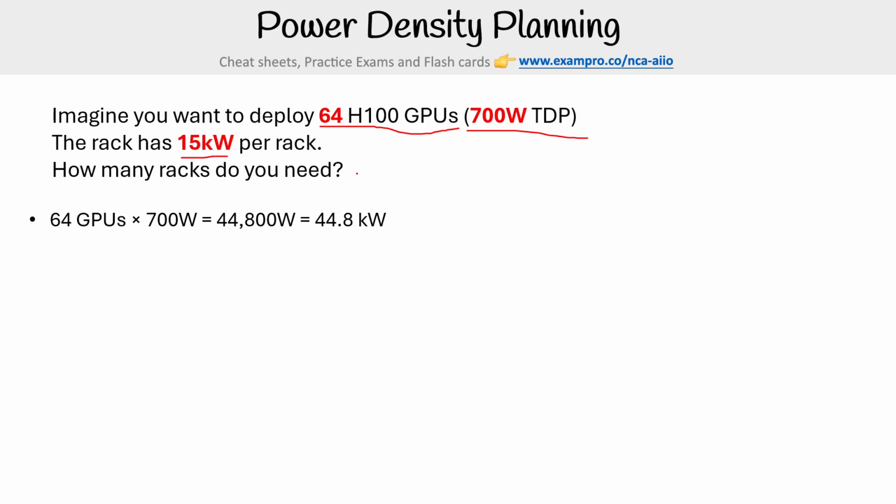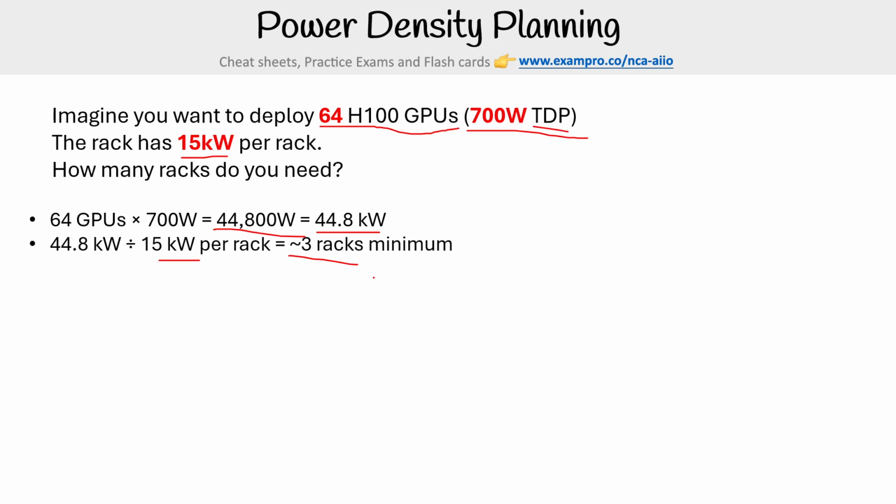So if you have 64 GPUs times its maximum TDP, that's how much wattage we're going to need. And so we turn it into kilowatts by just moving the decimal over. And so we get 44.8, right? And so if you have 44.8 divided by 15 kilowatts per rack of how much we can put into a rack, we need 3 racks at minimum.